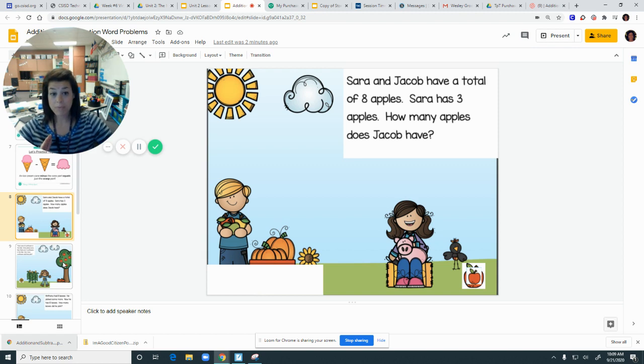We read the problem first, all the way through. Once we are done reading, we go through each sentence and we start showing what we have using the manipulatives, using whatever it is that we have to show what we're doing. So it says, Sarah and Jacob have a total of 8 apples. Sarah has 3 apples. How many apples does Jacob have? Okay, it's kind of tricky, but together we're going to work it out. And we're going to draw our picture first.